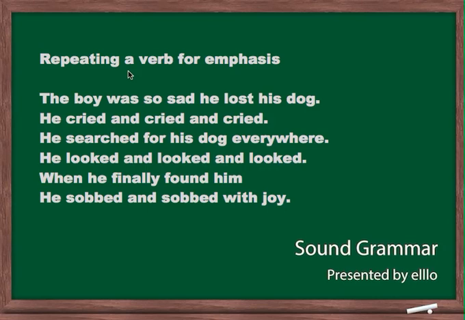Okay, so here we are going to talk about repeating a verb for emphasis. So what does that mean? Well, let's look at this sentence. He cried and cried and cried. He looked and looked and looked. He sobbed and sobbed with joy.